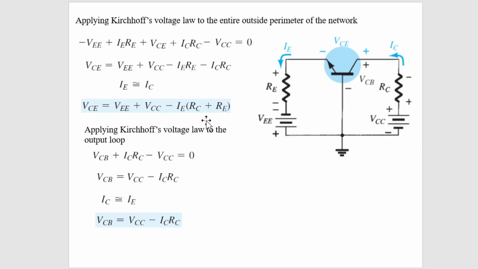If you apply Kirchhoff voltage law, this will give obviously plus IERE. If you start from here, plus IERE minus VEE, and then if you go further, plus ICRC minus VCC plus VCE is equal to 0. So if you start from here once again, plus IERE minus VEE minus VCC plus ICRC plus VCE is equal to 0. So this equation I have written: minus VEE plus IERE plus VCE plus ICRC minus VCC equal to 0.